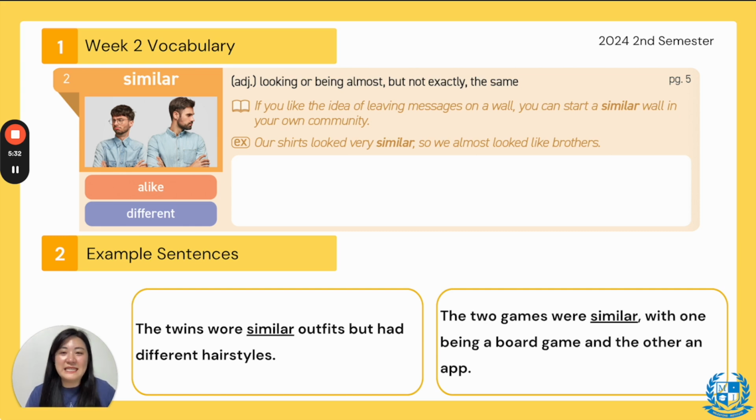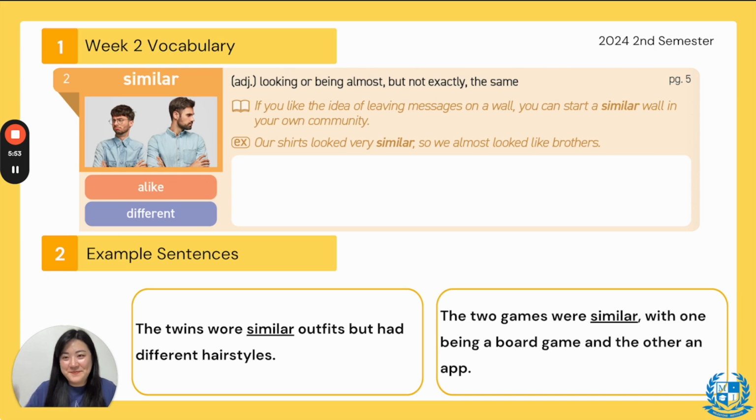In TED Talks, it says, if you like the idea of leaving messages on a wall, you can start a similar wall in your own community. So maybe if you like the whole message on the wall with everybody writing on it. Start something that is kind of like the same in your own smaller neighborhood.